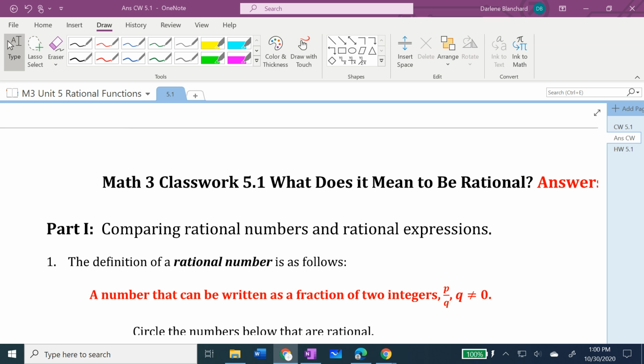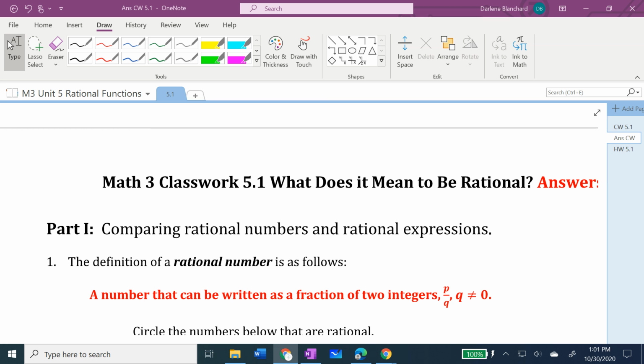Not in the slightest? Okay. Kinda. All right. So basically, we're going over it. It's basically just something that you can write as a fraction, but you can't have a denominator that's 0.